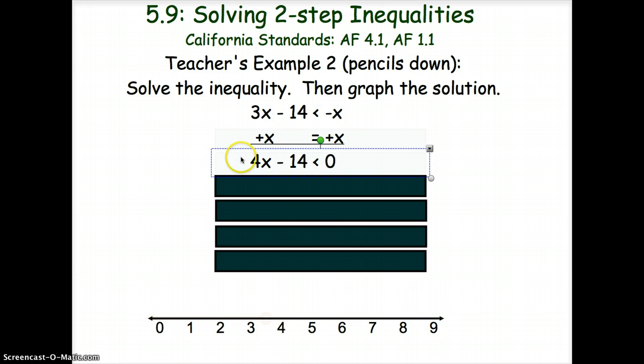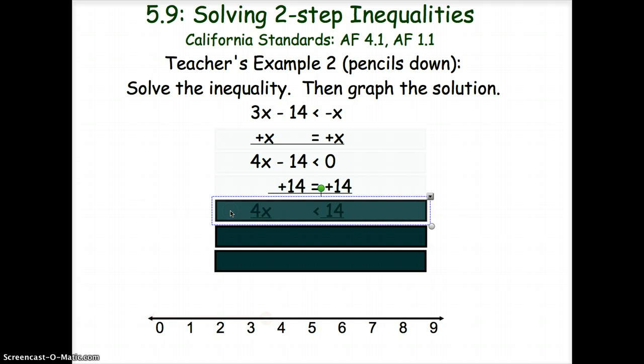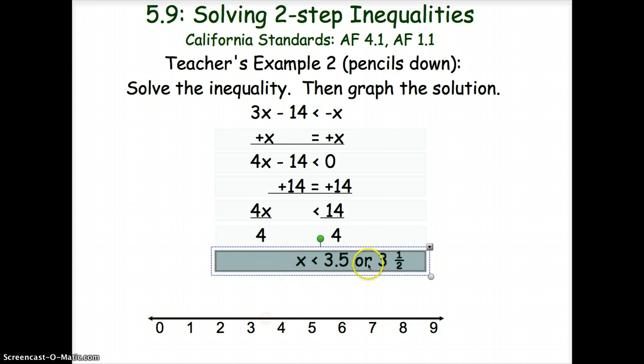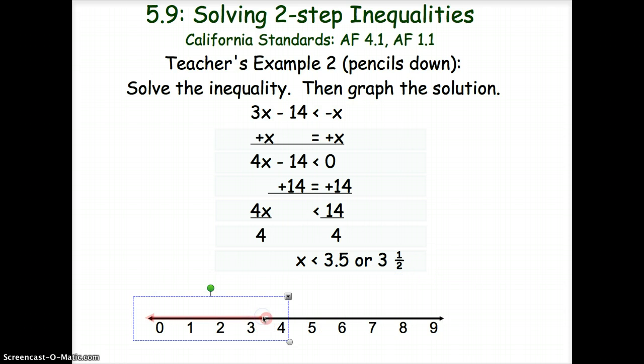Now that we've combined our x's, we're going to do the same thing we always do. We just try to get x by itself. So, add 14, and then of course divide both sides by 4. Notice 14 is not divisible by 4, so you'll be left with either a decimal or a fraction. Either answer would be just fine. And if we take a look at our answer, x is less than 3 and 5/10 or 3 and 1/2. Either way, you get the same answer.